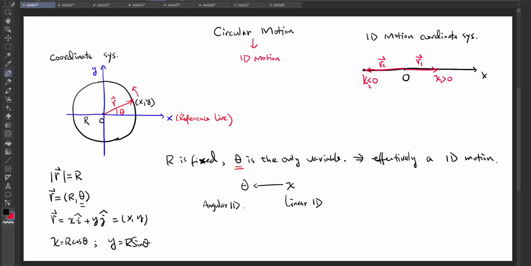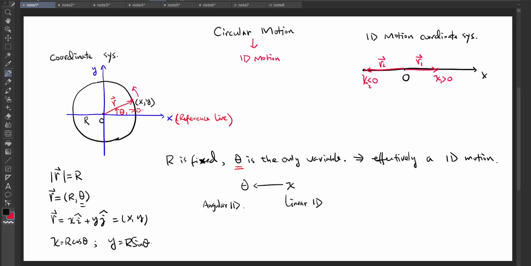And then the angle will be with respect to the reference line. So now let's say we're looking at the object right now at this position. Then we say its coordinate is going to be theta here, right? And then just like in the linear 1D motion, we have a positive position. Now this angle here is defined as positive. So I'm going to call this theta 1, similar to the 1D linear motion case. So this theta 1 is positive.